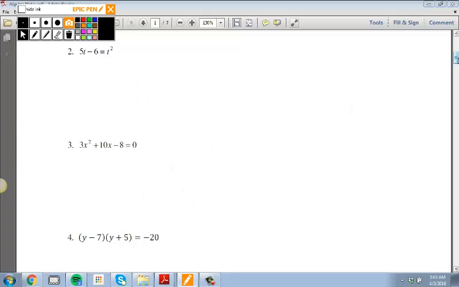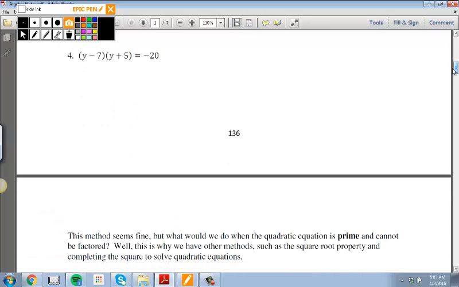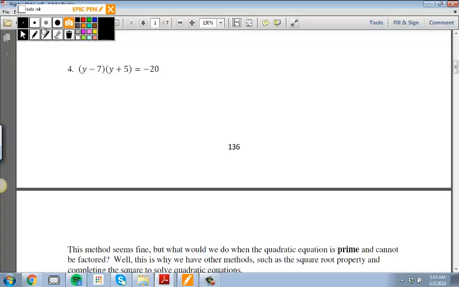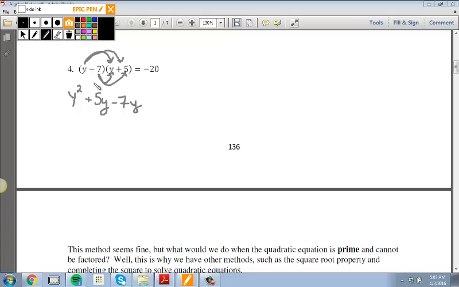Alright, let's go on to number 4 here. (y minus 7)(y plus 5) equals negative 20. Now this one is a little bit different. We can't just set this equal to negative 20. We're going to have to use the FOIL method here whenever we see two sets of parentheses like this. So y times y is y squared, y times 5 is 5y, negative 7 times y is negative 7y, and negative 7 times 5 is negative 35, is equal to negative 20. I'm going to combine the like terms to get y squared minus 2y minus 35 is equal to negative 20.